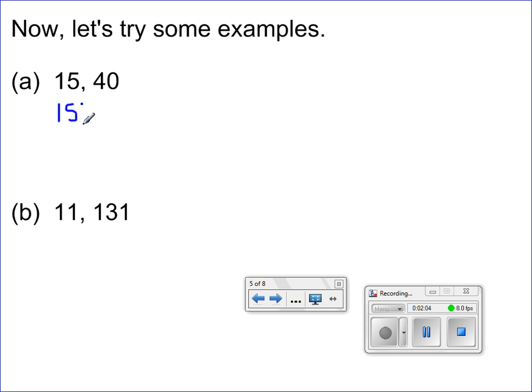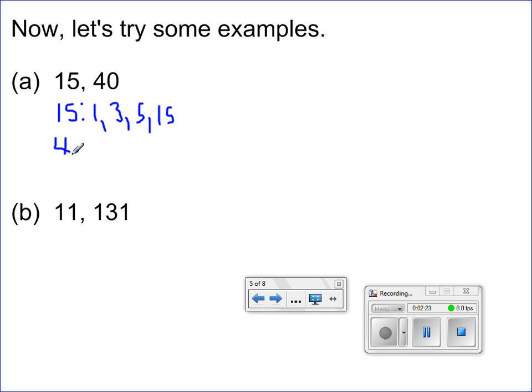So for 15, my factors are 1, 3, 5, and 15.